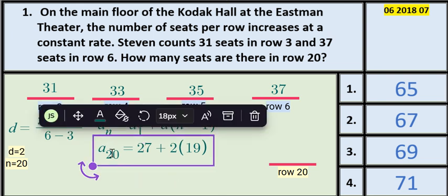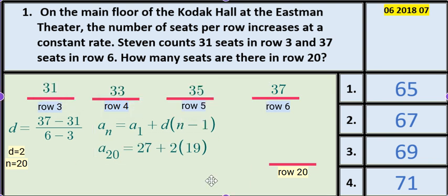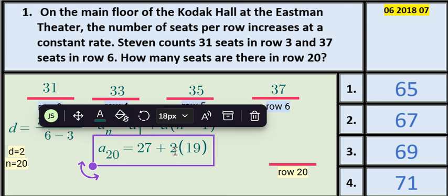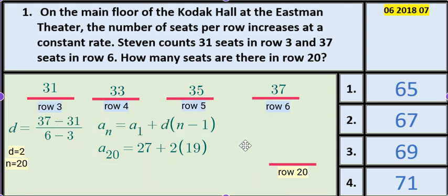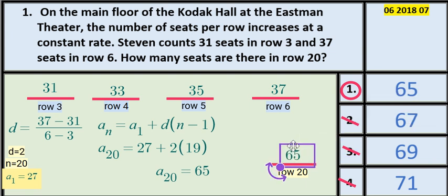I replace the n's with 20, and over here, n minus 1, 20 minus 1 is 19, and then I replace d with 2. So my new formula says a sub 20 equals 27 plus 2 times 19. Now 2 times 19 is 38. When you add 38 to 27, we do get 65, and that tells us that there are 65 seats in row number 20, and therefore choice number 1 is the answer to question number 1.